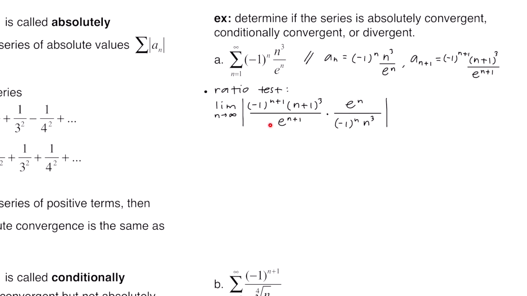I'm going to start with this e to the n plus 1. So e to the n plus 1 is the same as e to the n times e to the 1. And by breaking this up like this, you can see that this e to the n will cancel with this one. And then we just have e to the 1 in the denominator.